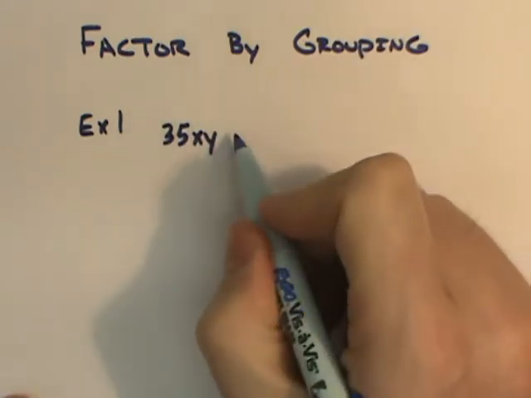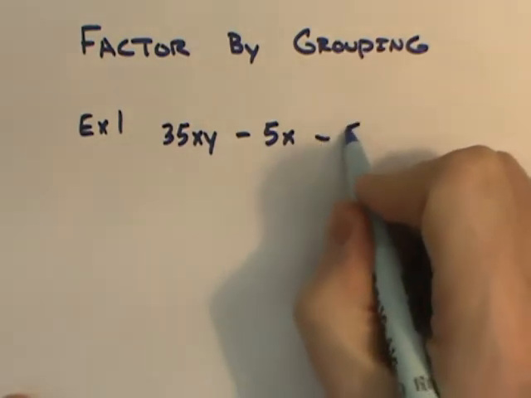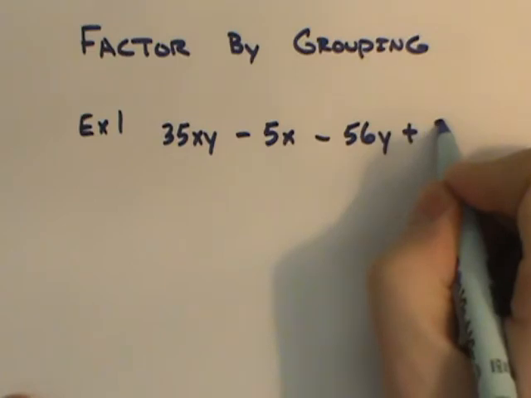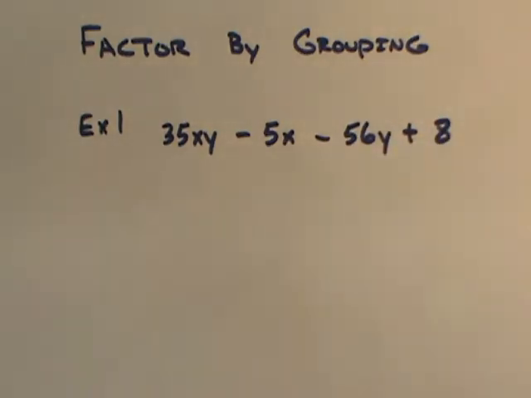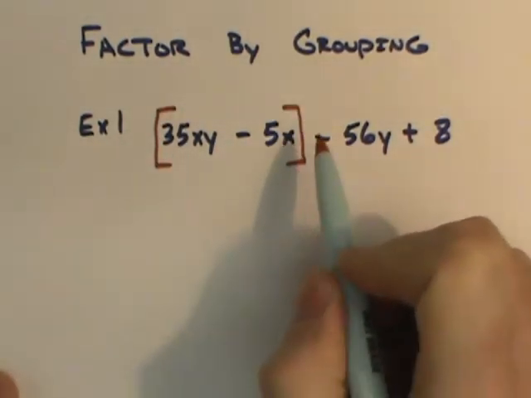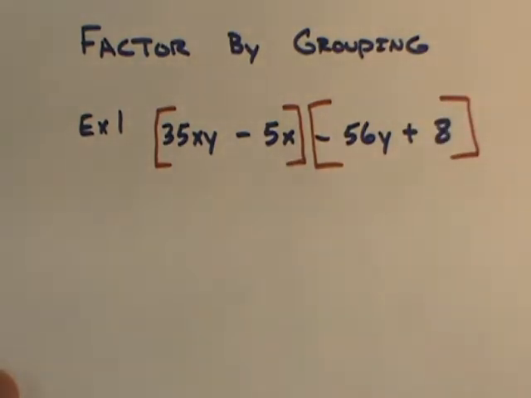35xy minus 5x minus 56y plus 8. So I see that I have four terms, and as I go to factor this, what I want to look at is grouping the first two and grouping the last two. That's why they call it grouping. So I'm going to put brackets here. I like to use the brackets to show that I'm just splitting the problem into two sets of two.